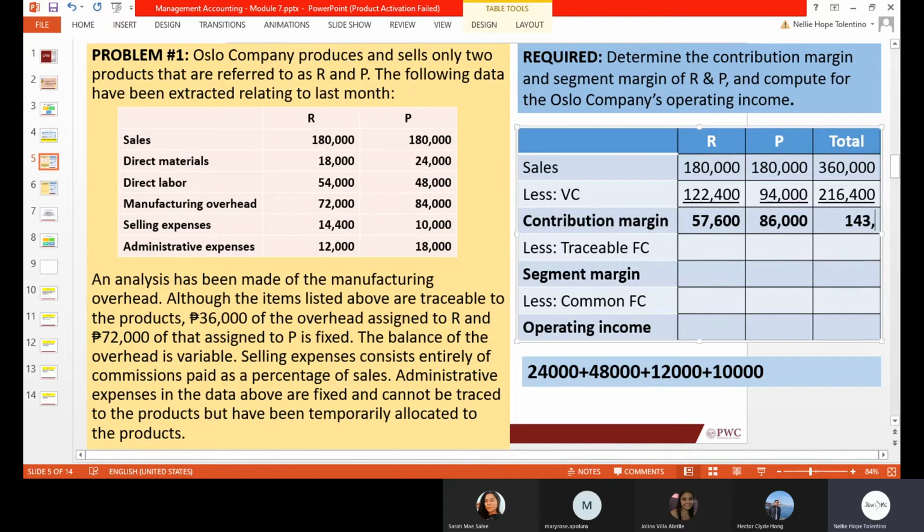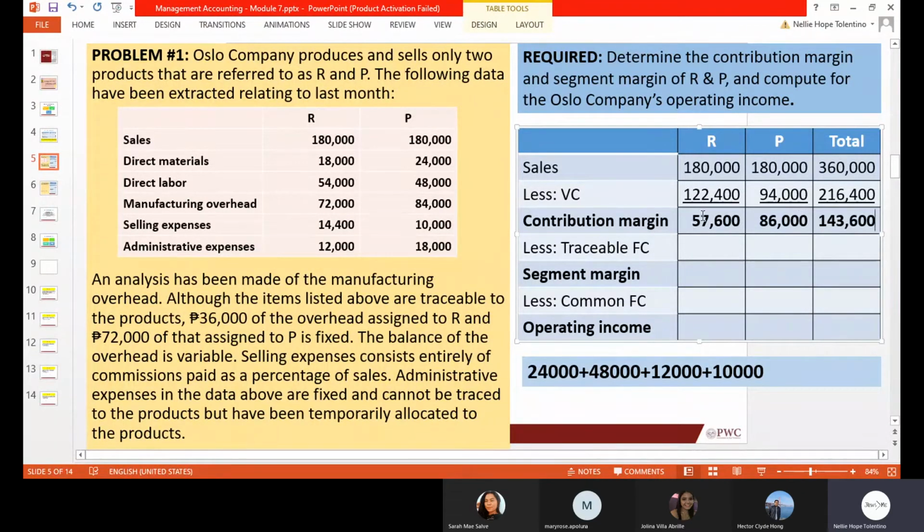$143,600, ma'am. Yes, 143,600. Now, class, I just want to give you a tip. Kapag ganito nga, na parang naka-table yung mga formulas ninyo, you always do footing, ito, pag galing sa taas pababa, you foot 180 less, ganyan. 180 less 94, 360 less 216.